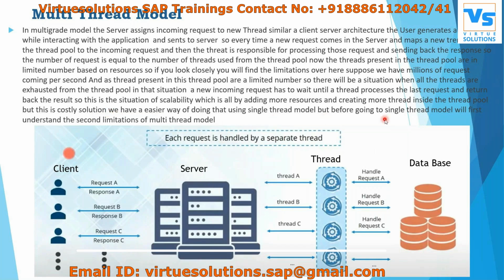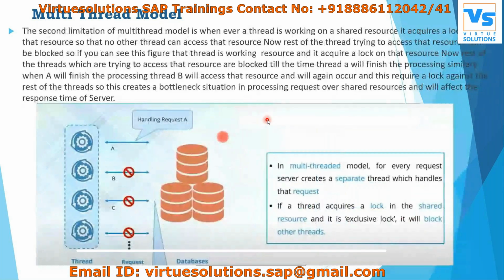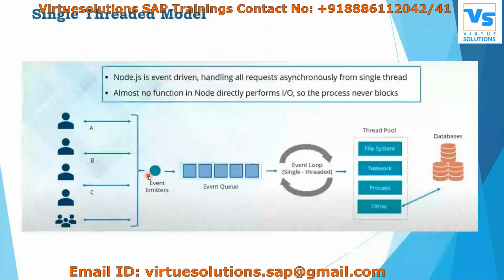But before going to the single thread model, we'll first understand the second limitation of the multi-thread model. Whenever a thread is working on a shared resource, it acquires a lock on that resource so that no other thread can access it. When you are locking, no other thread can access it. So this is also a tricky part, right? The rest of the threads trying to access that resource will be blocked. So the multi-thread model does not suit this. For now, the one main thing is called the single thread model.